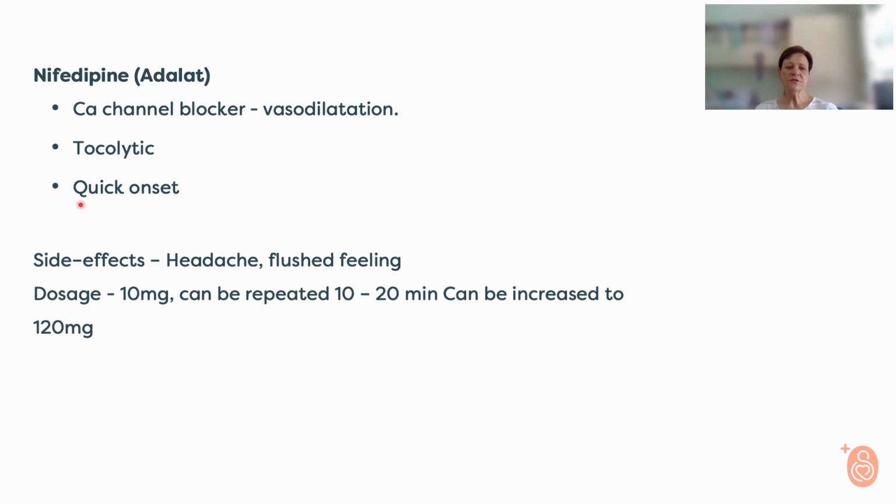Now, what is important with nifedipine is that it has a quick onset. In comparison with Aldomet that we've said just previously, takes 24 to 48 hours to work, this works almost instantaneously. It works very quickly. So the two in combination actually works very well, because this starts quickly and then the Aldomet keeps on the good work over a longer period.